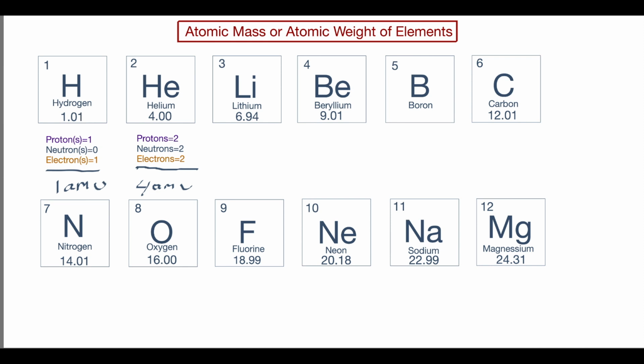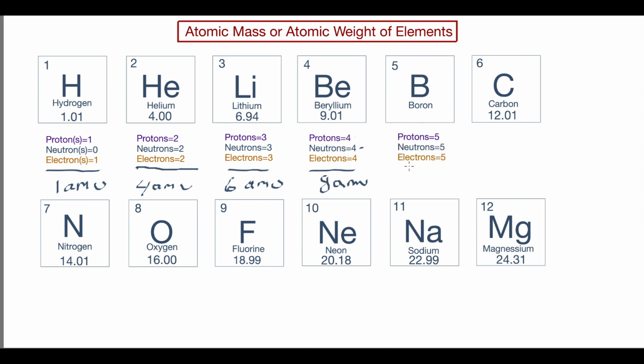Let's go to lithium. So lithium has 3 protons, 3 neutrons, and 3 electrons. We add the protons plus the neutrons and we get 6 AMU. 3 plus 3 is 6. And we're close because we get 6.94. Let's go to the next one. So beryllium. Beryllium has 4 protons, 4 neutrons, and 4 electrons. Beryllium should have somewhere around an 8 AMU because 4 plus 4 is 8. As we can see, we have 9. Again, the isotopes. That makes it higher.